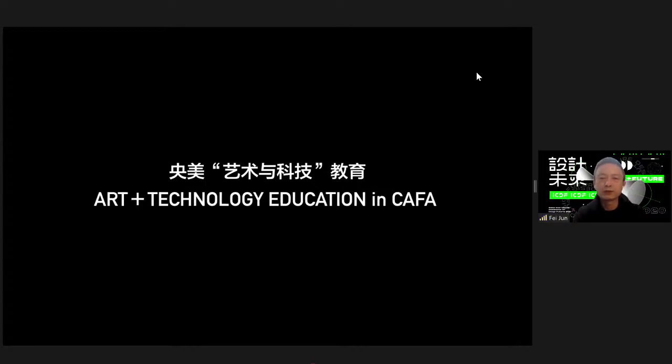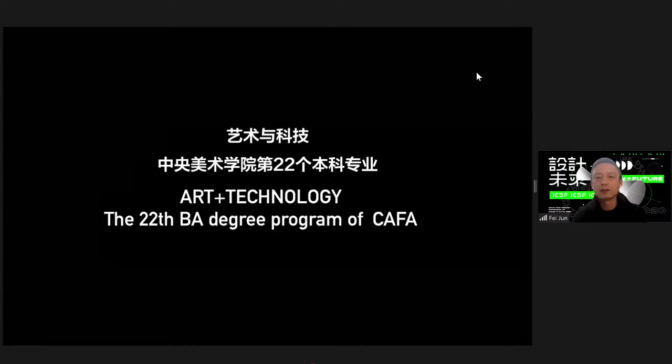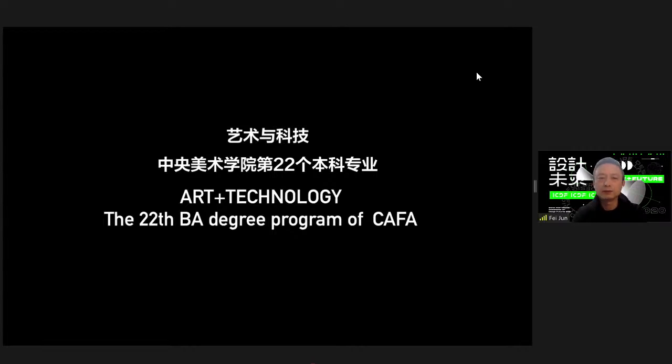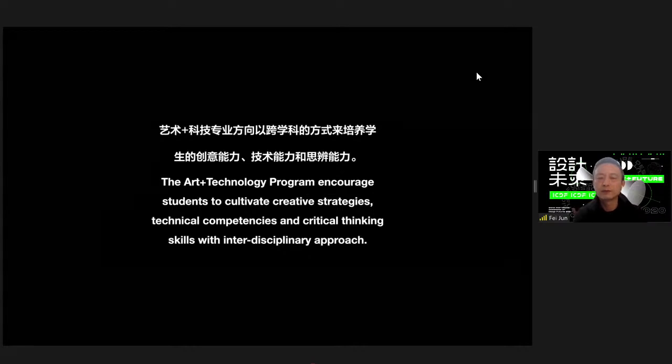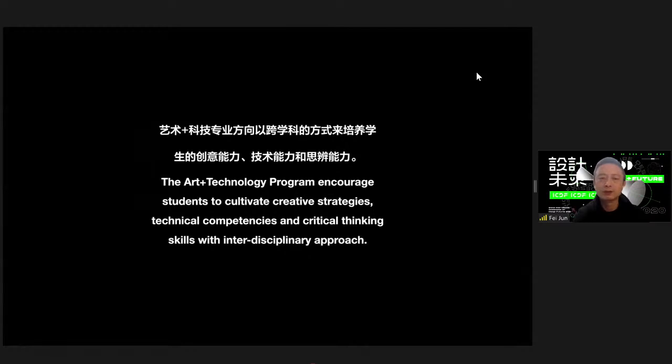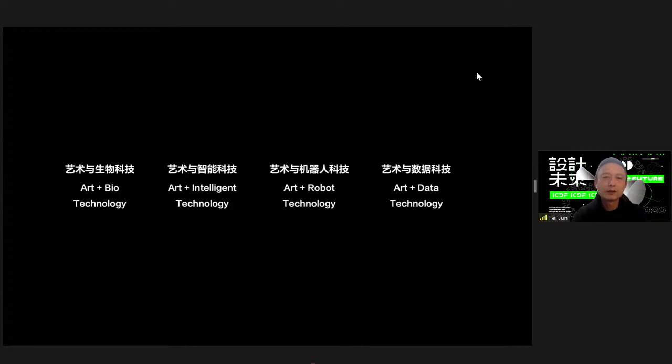The art and science education in Central Academy of Fine Art has been launched for 5 years. And in 2019, it has become the 22nd BA degree program. So we need this cross-disciplinary program to encourage creative strategy, technical competency, and critical thinking skills for students. This compound capability is not only about technology, but for both art and technology, we need these multi-layer capabilities.